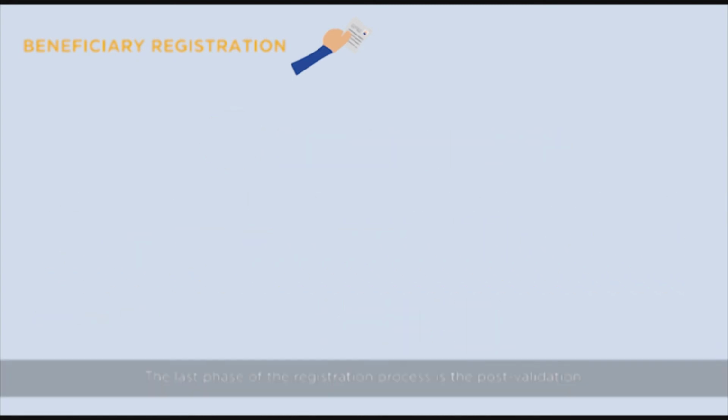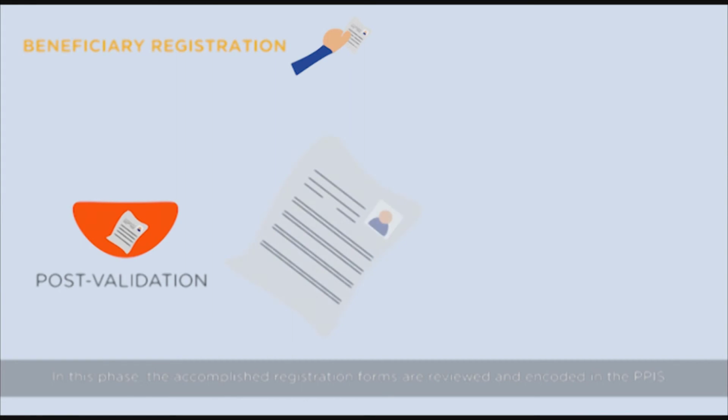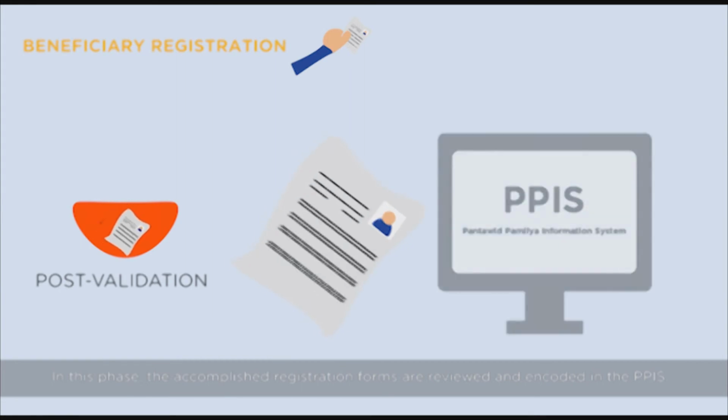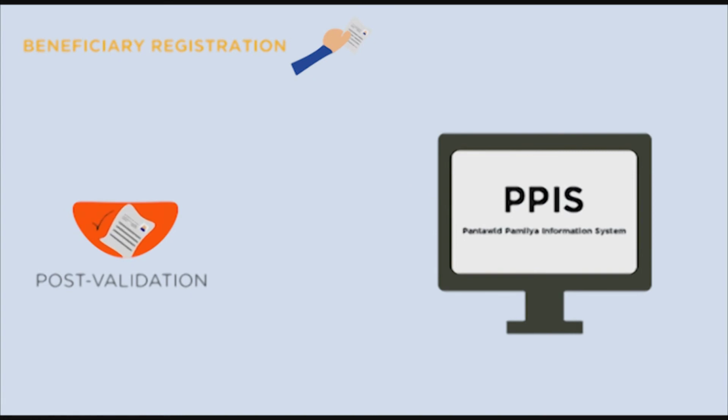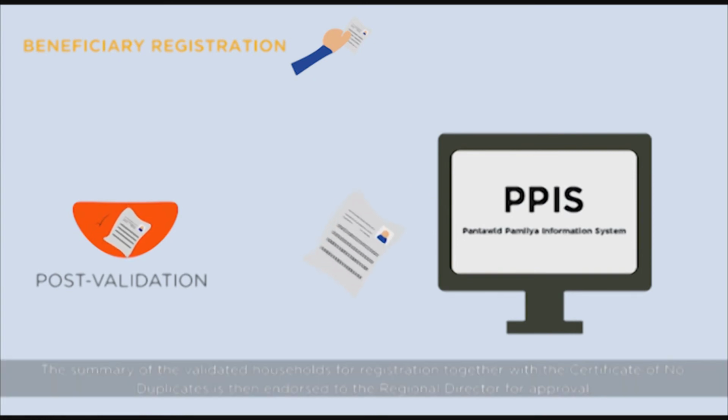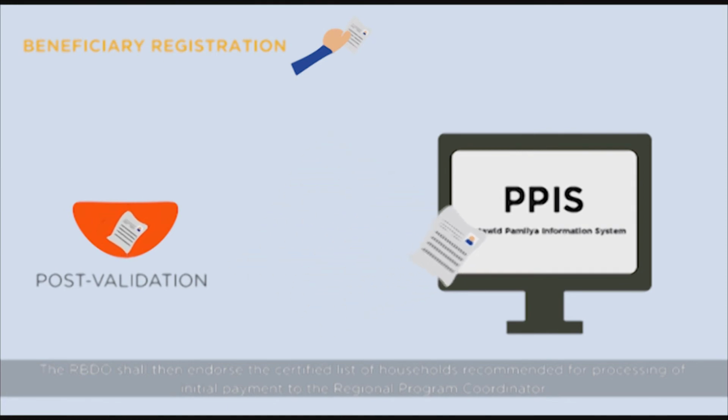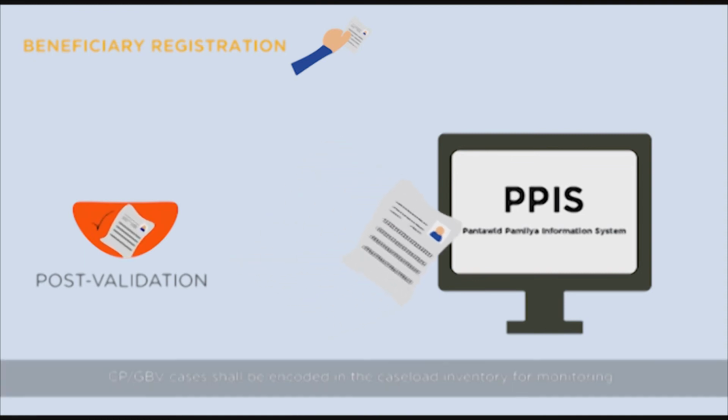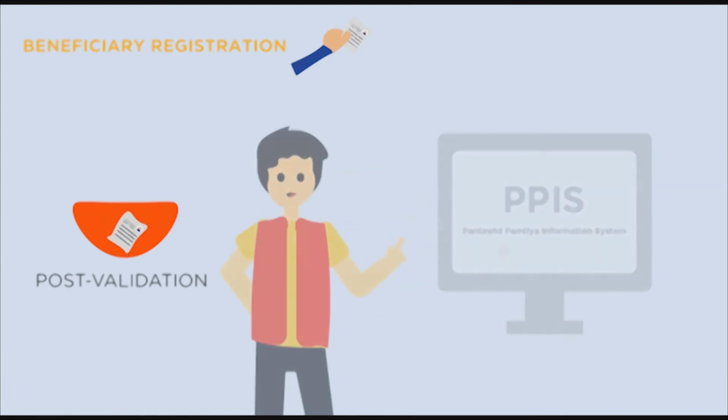The last phase of the registration process is the post-validation. In this phase, the accomplished registration forms are reviewed and encoded in the PPIS. The summary of the validated households for registration, together with the certificate of no duplicates, is then endorsed to the regional director for approval. The RBDO shall then endorse a certified list of households recommended for processing of initial payment to the regional program coordinator. CP-GVB cases shall be encoded in the caseload inventory for monitoring.